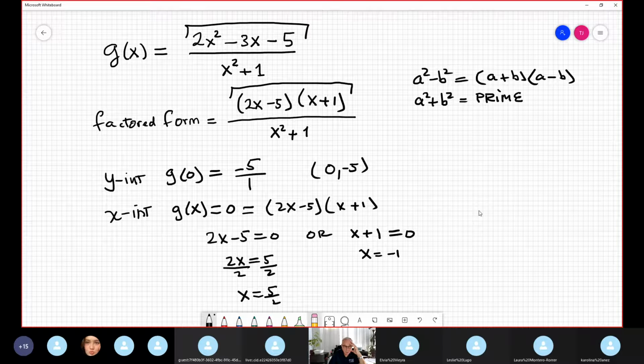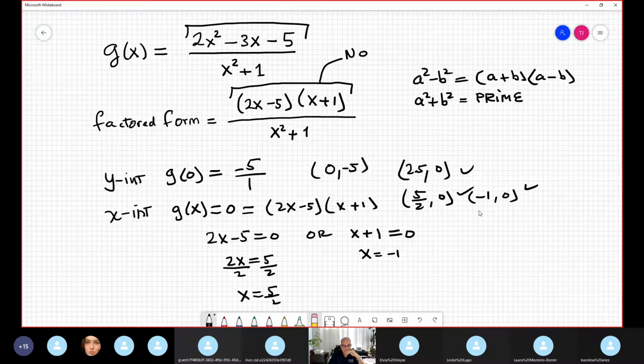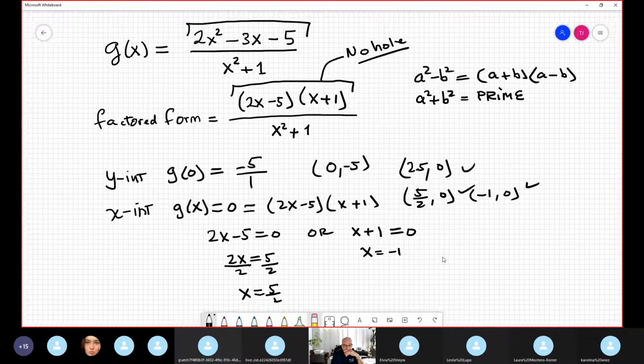So we have two x-intercepts. It's the point (5/2, 0), or in decimal if you want, because it's much better to plot, 2.5, and (-1, 0). Okay, we have 1, 2, 3 points. Perfect. No hole, by the way. How do you know there's no hole? Because there are no factors that cancel out. No hole. Okay. What's the next step?